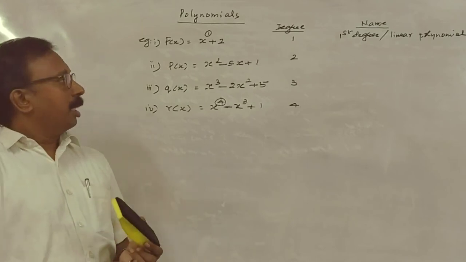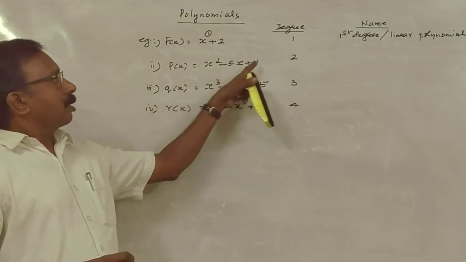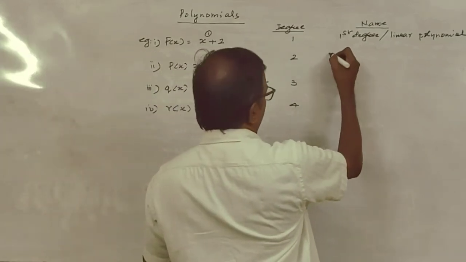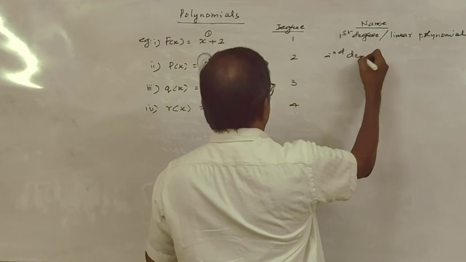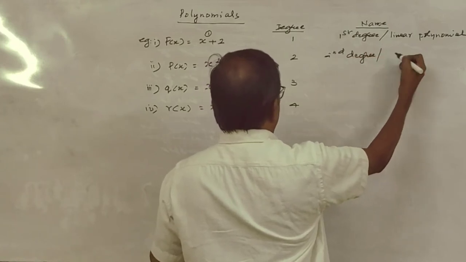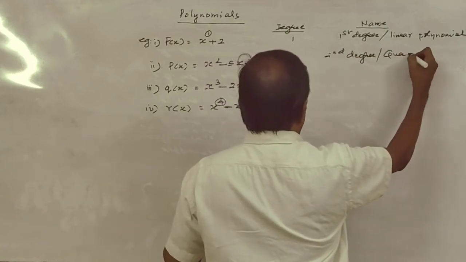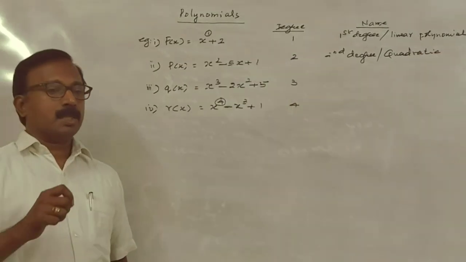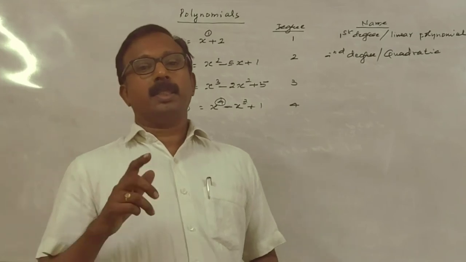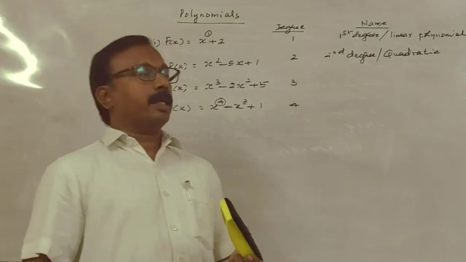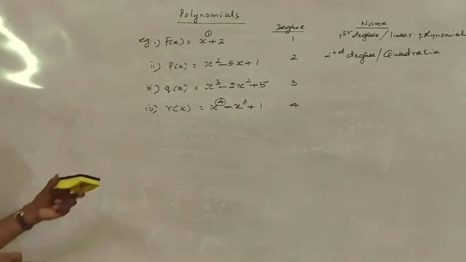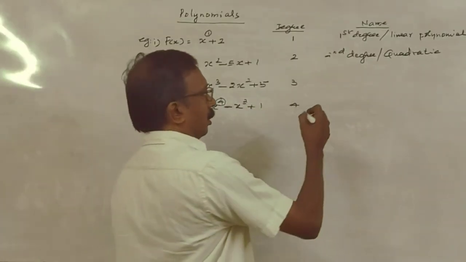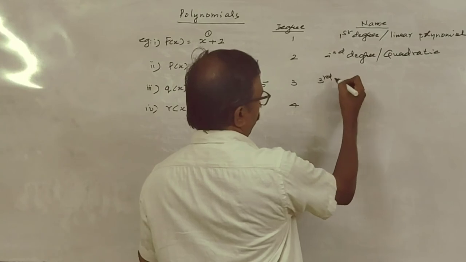Isn't it? Now, in the second case, here the degree is 2. So it is known as second degree polynomial, or it is known as quadratic polynomial. That is, second degree polynomials are generally known as quadratic polynomials. Here the degree is 3. So this polynomial is known as third degree polynomial.